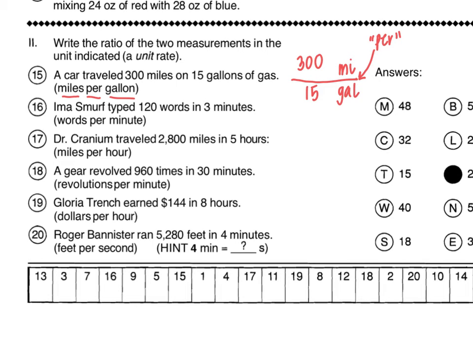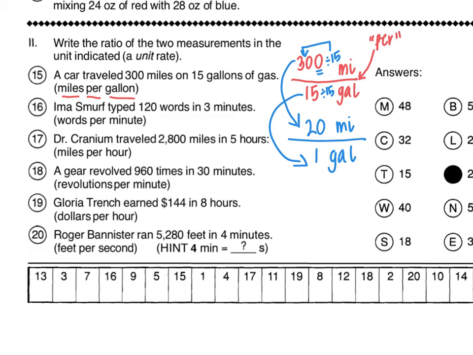So when we do that, we've got 300 divided by 15, 15 divided by 15. And the idea is we're going to get per 1 gallon. 15 divided by 15, that is definitely 1. 300 divided by 15, let's see, 15 goes into 30 twice, and then we've still got that extra 0. So 20 miles per gallon, or in this case, sometimes you've seen it written like this, a unit rate in fraction form would be the 20 miles as the numerator, the 1 gallon as the denominator. Let's look at the next one.